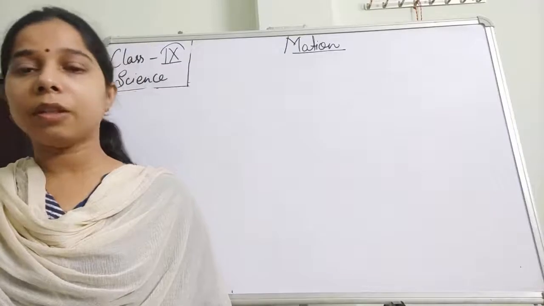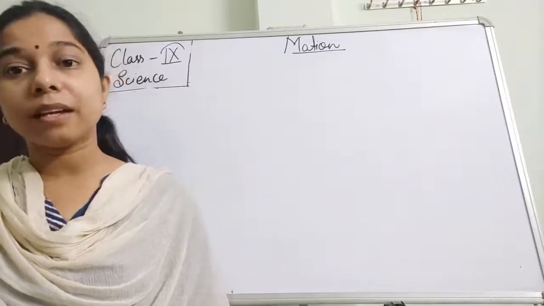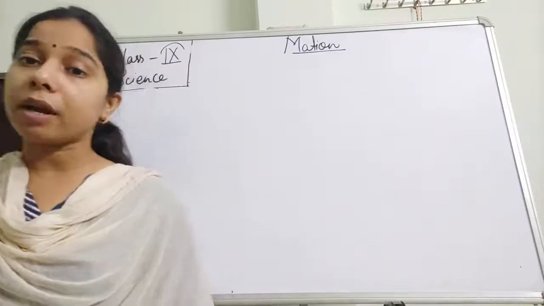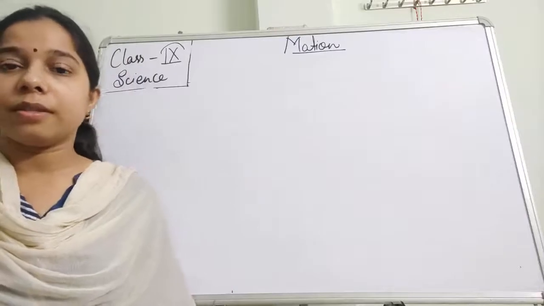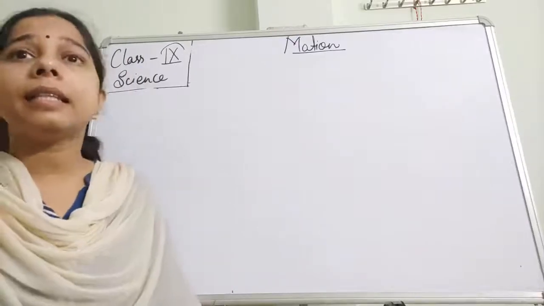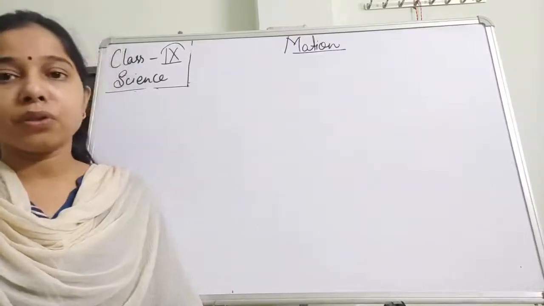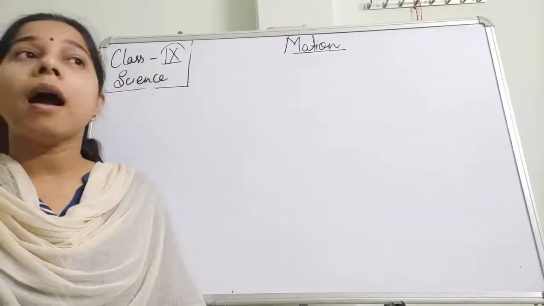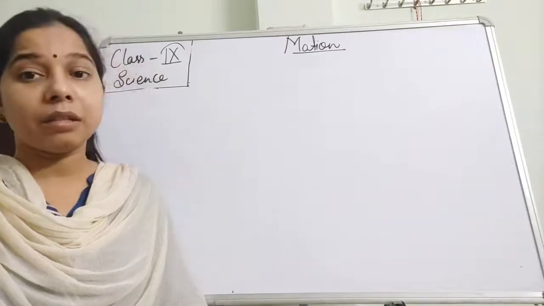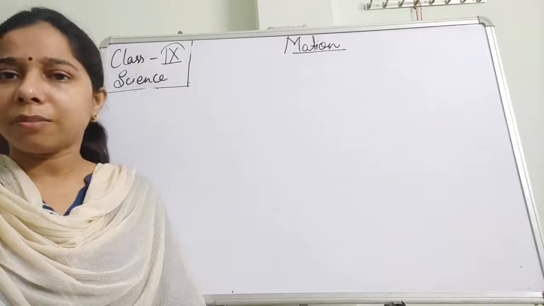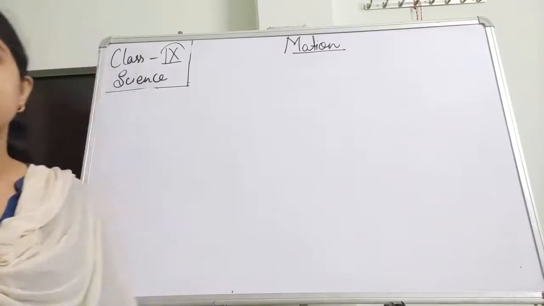So students, in the previous class in this chapter, that is motion, we were talking about the three equations of motion. We have already seen how we can derive the first and the second equation of motion, and in the last class we have seen the third equation of motion. Let me remind you what are the things that we have seen there, students.